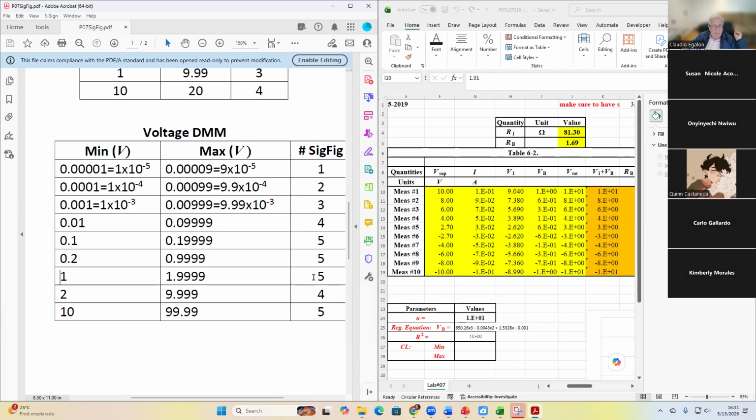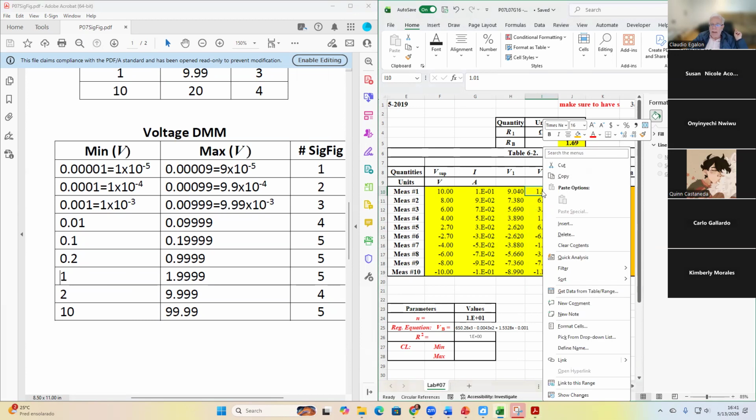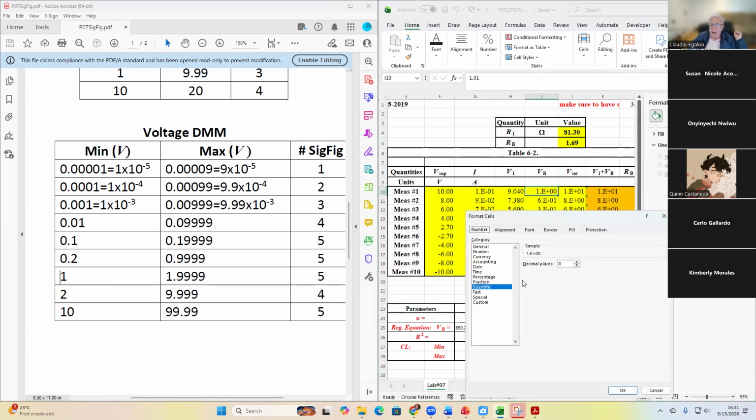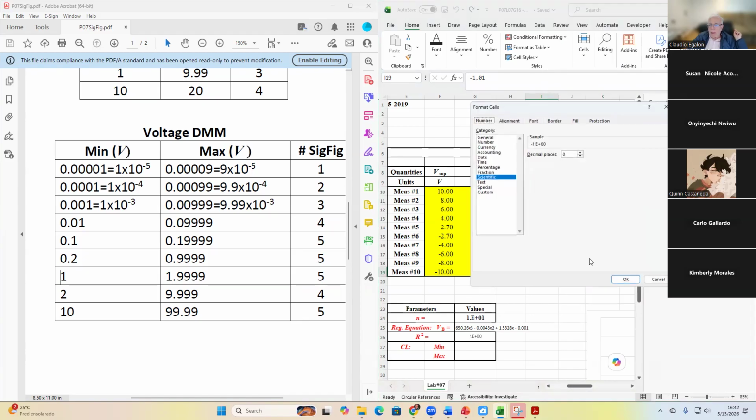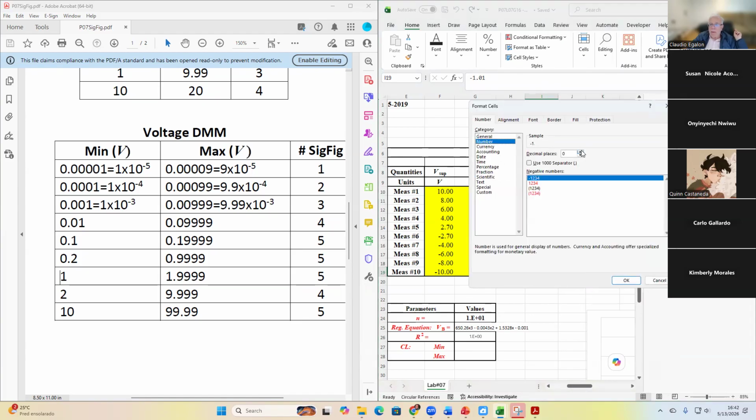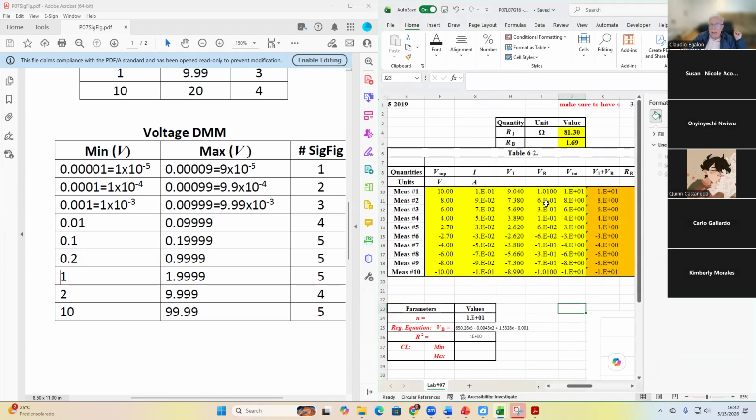We must have 5 significant figures or 4 decimal places. Right click, format cell, change it to numeric. 4 decimal places is 5 significant figures, and that's what we get. 1, 2, 3, 4. The same thing goes for this one, right? Format, number, 1, 2, 3, 4. There you go.